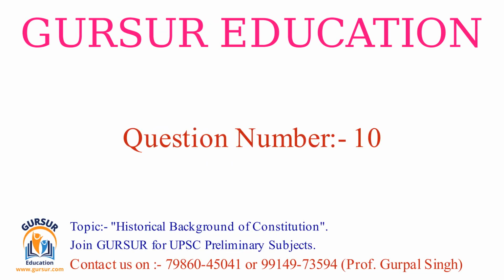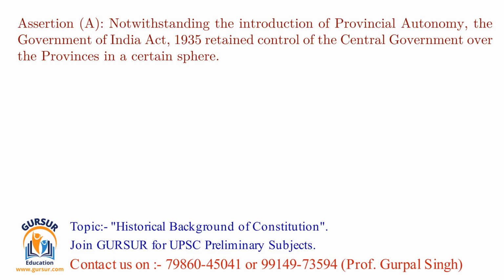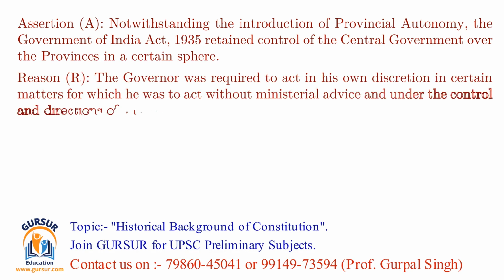The question number 10 is, assertion A, notwithstanding the introduction of provincial autonomy, the Government of India Act 1935 retained control of the central government over the provinces in a certain sphere. Reasoning R, the governor was required to act in his own discretion in certain matters, for which he was to act without ministerial advice and under the control and directions of the Governor General.